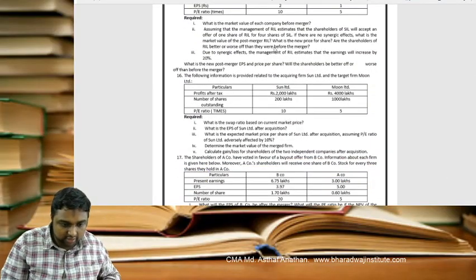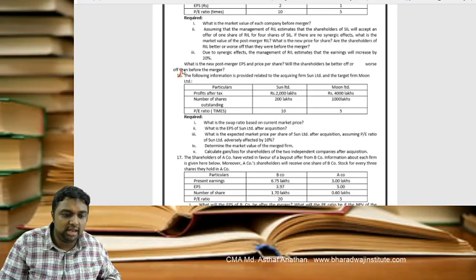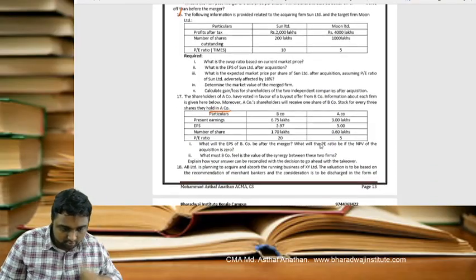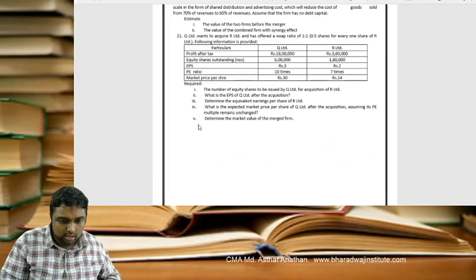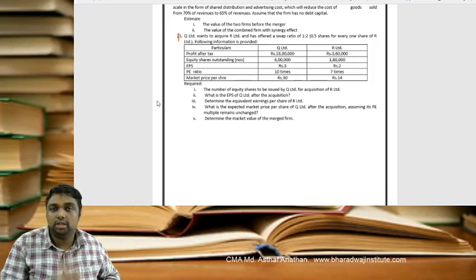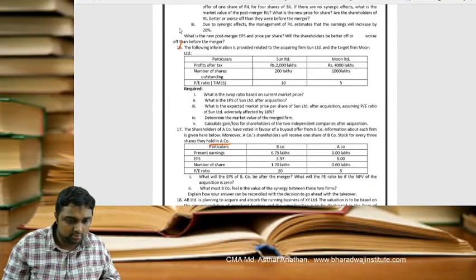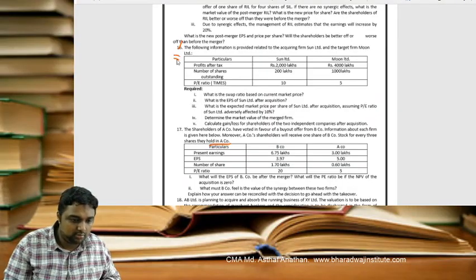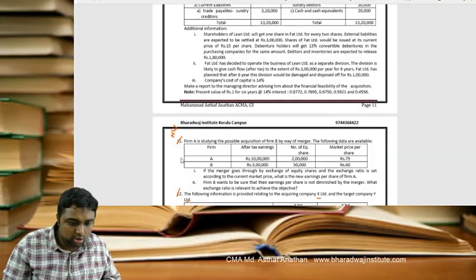Okay. So I guess I can give you some more. You can do 16 as a homework. 21 also you can do it. So 3 questions you can do yourself. 21 and 16 you can practice. Question number 11 we have already given.